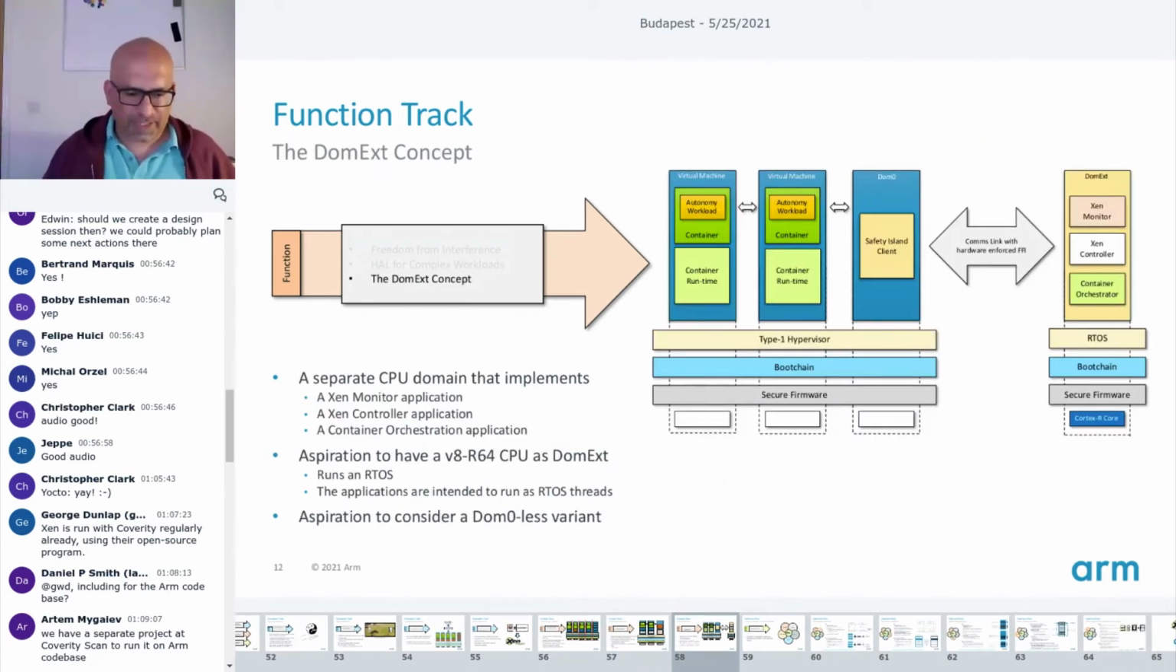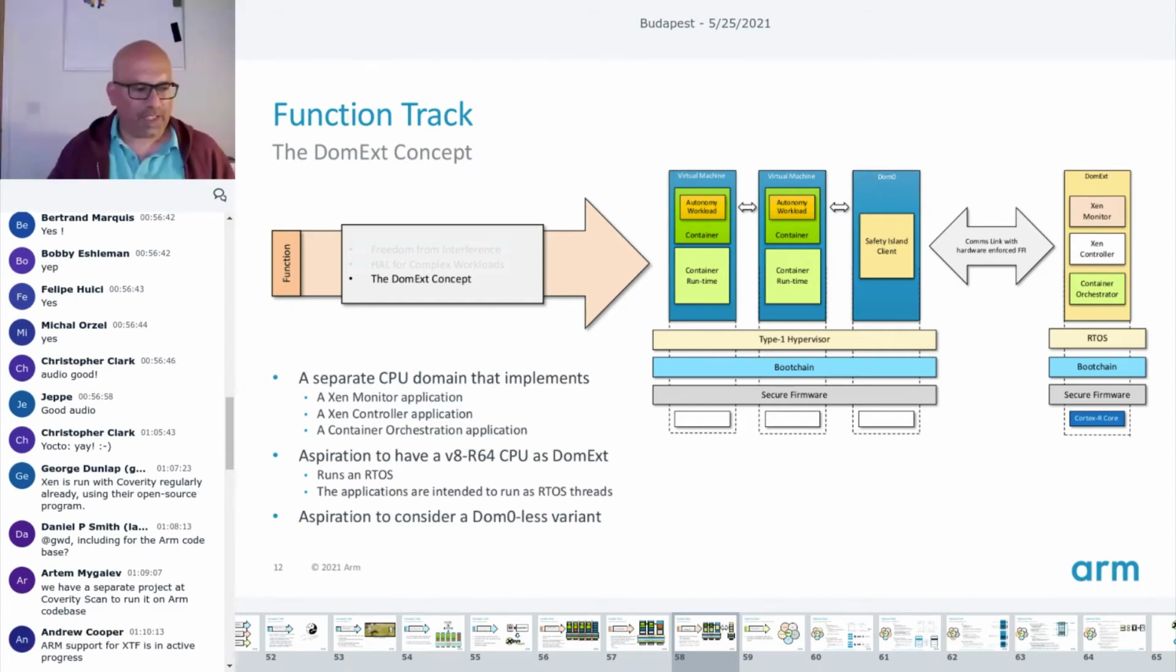Now, I've just given this a funky name, and Bertrand, don't get upset because I literally just thought of this last night. Okay. So I'm calling it Dom-X, but this is another area where we are focusing a lot. The idea is that I've put in over here Dom0, right, as the safety island client in this graphic over here. Assume you can see the pointer.